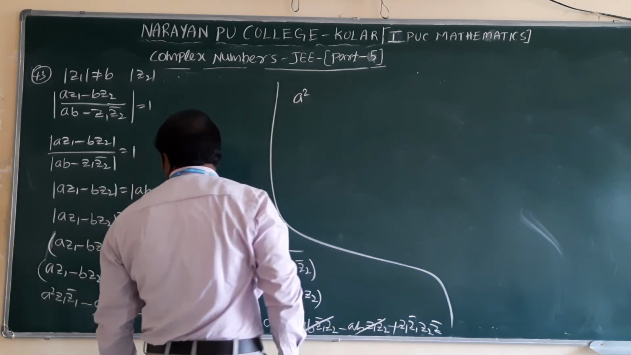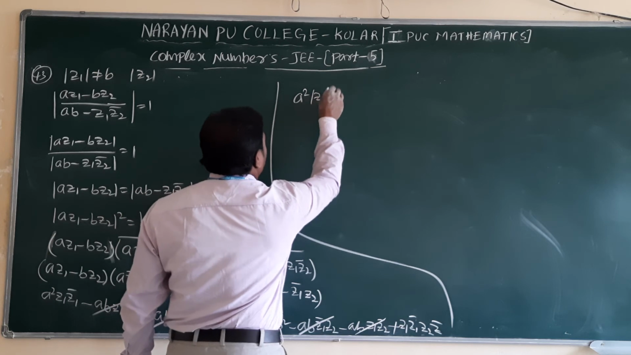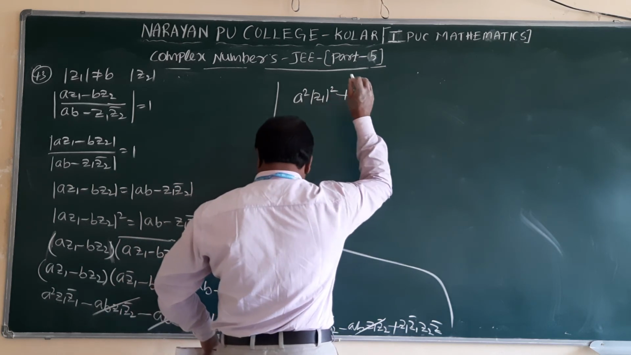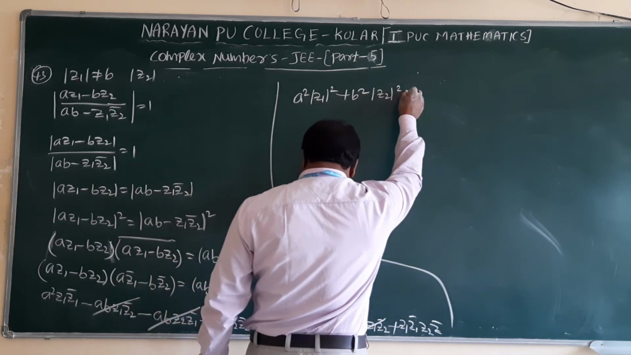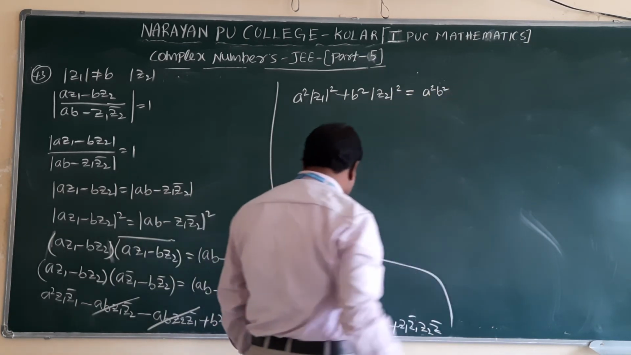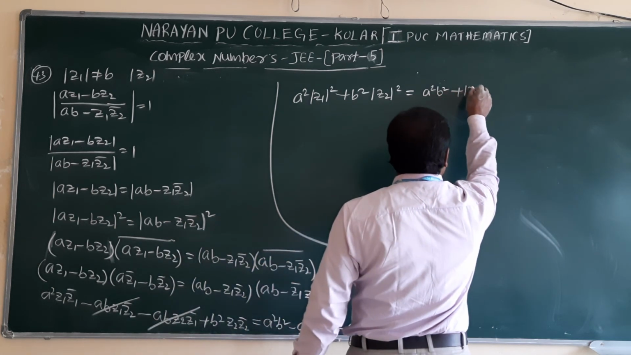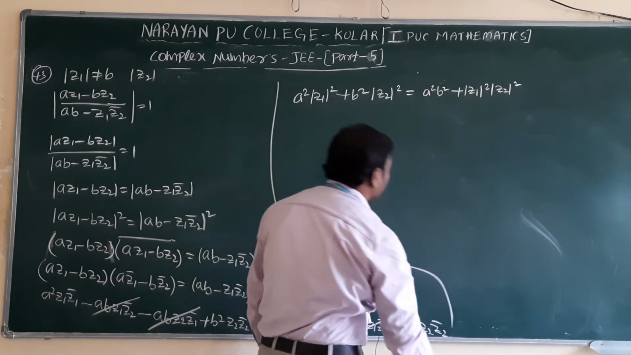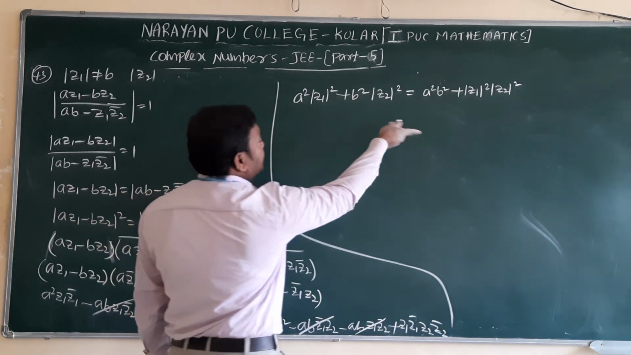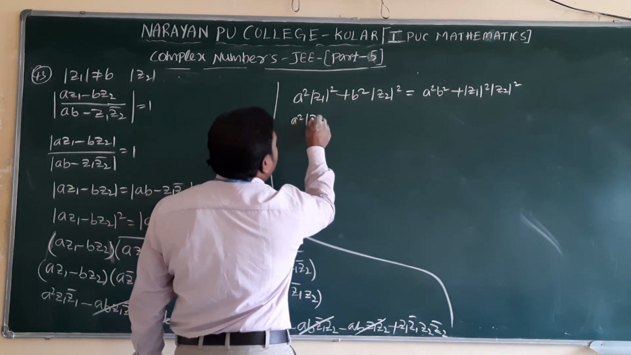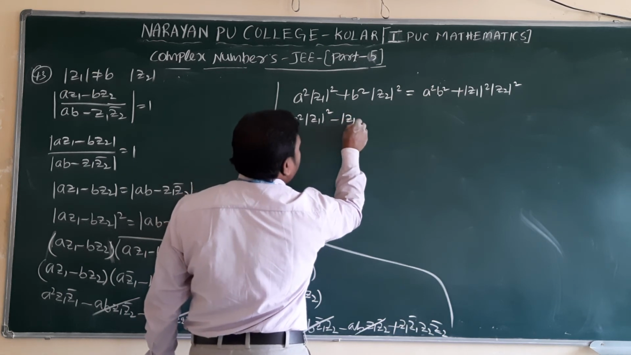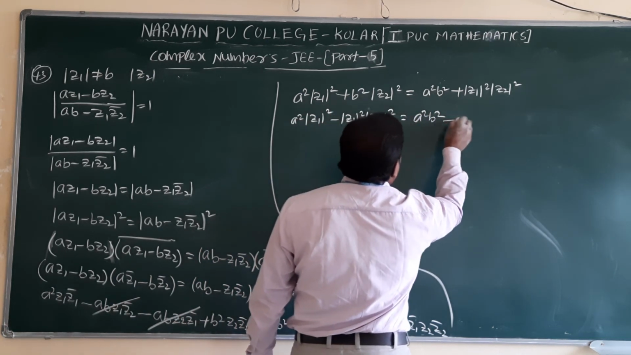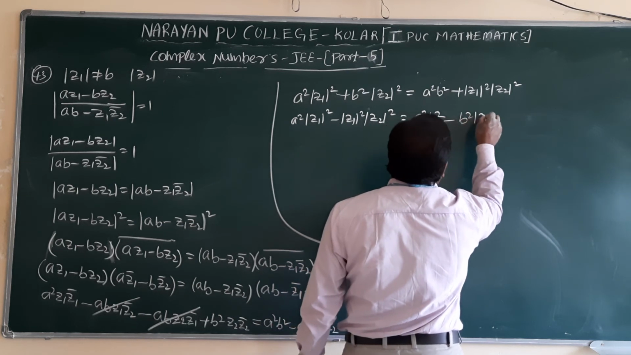So what we get here: a squared, z1 into z1 bar we take as modulus of z1 squared, plus b squared, here modulus of z2 squared, is equal to a squared b squared plus modulus of z1 squared into modulus of z2 squared. Now take this side. So we get a squared modulus of z1 squared minus modulus of z1 squared into modulus of z2 squared is equal to a squared b squared, take this side, minus b squared into modulus of z2 whole squared.